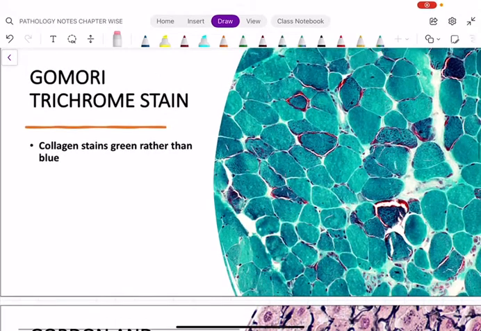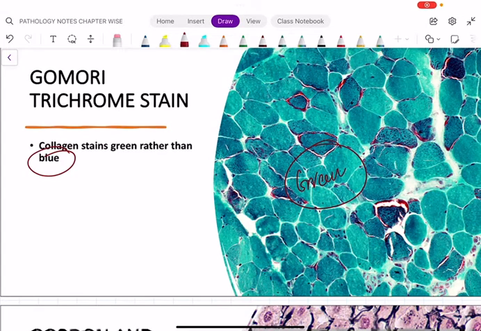Then we have another stain called the Gomori trichrome stain. What is the difference between Masson trichrome and Gomori trichrome? In Masson trichrome, I told you the collagen is stained blue. Here, as you can see, what is the color? It is green.